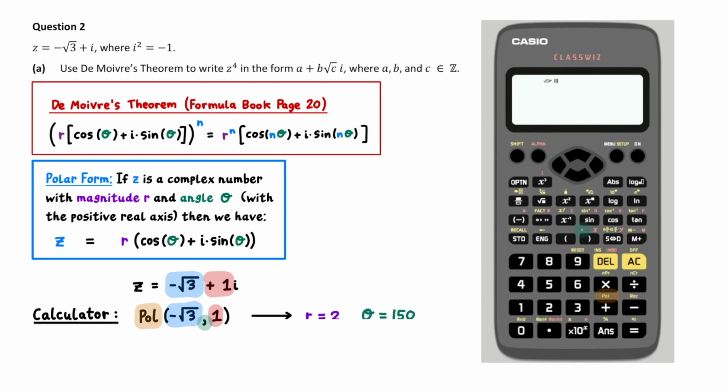When we type this into our calculator, it will return the following output: r is equal to 2 and theta is equal to 150. These refer to the magnitude and the angle of our complex number. Using our definition of polar form above, this tells us that we can write z as follows: z is equal to 2 times the cosine of 150 plus i times the sine of 150.